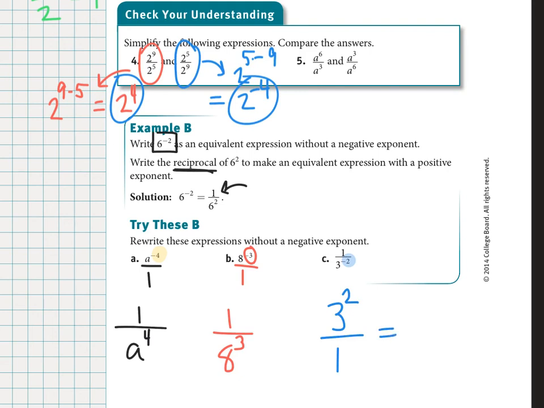Okay, and that one can actually be simplified. 3 squared is 9. Okay, and we could have simplified this one too if we knew what 8 to the 3rd power was. But you probably just need a calculator to do that. So just leaving it as 1 over 8 to the 3rd would be acceptable as well. Okay, but that's the deal. If you see a negative exponent, you're going to automatically do a reciprocal, and then you can make the exponent positive.